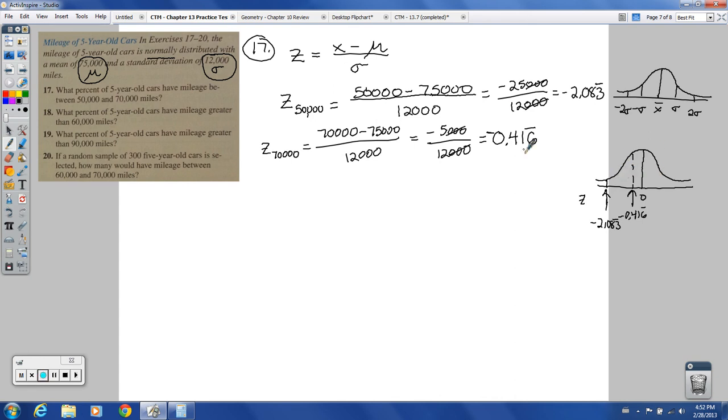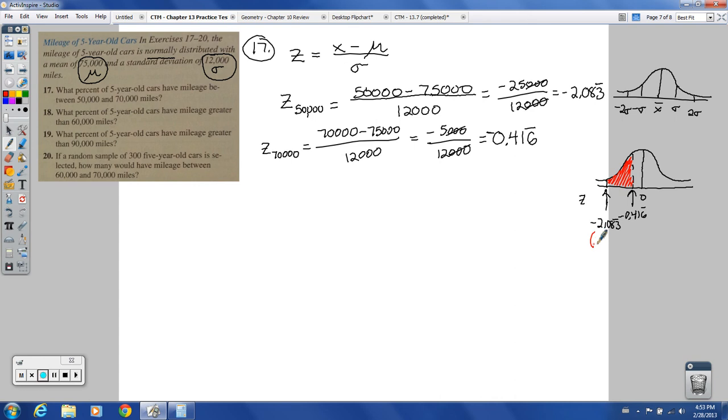And so I'm trying to figure out, let's do this one first. How much of the area is included from 0 to negative 0.416? How much of the area is included from 0 to negative 2.083? And then I'm going to subtract those two things to get this value out. What I'm trying to figure out is what lies in this range right here.